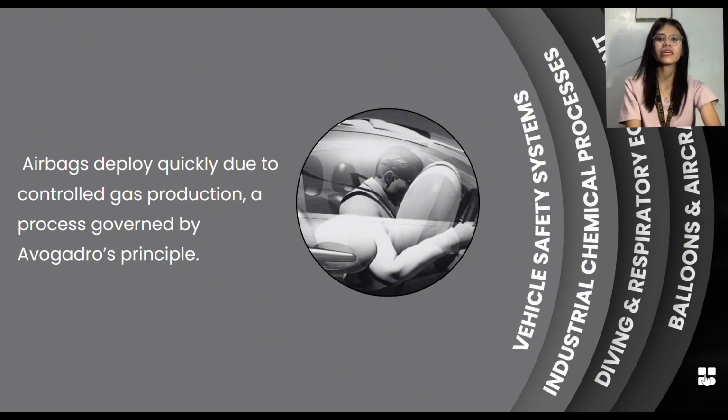Number 4. Vehicle safety systems. During a car crash, sensors trigger a chemical explosion inside the airbag. This reaction produces about 60 to 80 liters of gas, but in just milliseconds. Avogadro's law makes this possible because the explosion creates thousands of new gas molecules all at once. Since the temperature and pressure stay constant in the tiny space, all those new molecules desperately need room. They violently expand to fill the airbag, protecting you before you even blink.